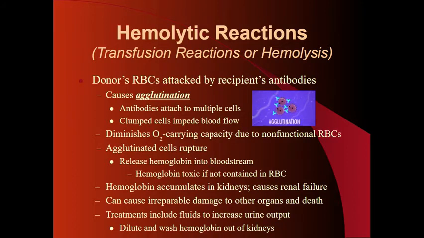The agglutinated cells will then rupture. This releases hemoglobin into the bloodstream. Hemoglobin, once released from red blood cells, is toxic. And that hemoglobin accumulates in the kidneys and causes renal failure. It causes the kidneys to shut down. When the kidneys shut down, that can cause the other organs to start to shut down. And so this can result in irreparable damage to other organs and lead to death.